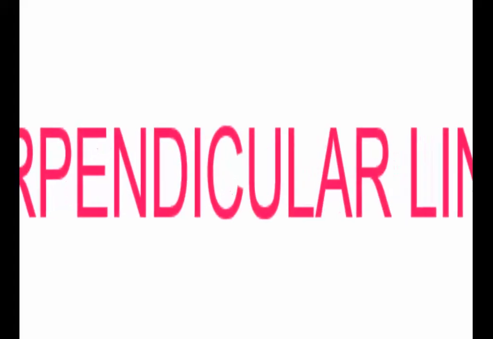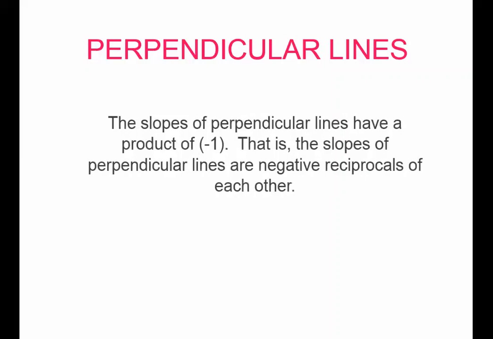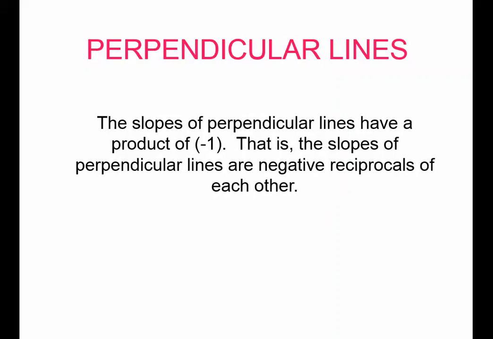So in the last lesson, I believe, 1 or 2 lessons ago, we talked about parallel lines, and parallel lines had the exact same slope. Okay, tonight we're going to talk about perpendicular lines. Perpendicular lines don't have the exact same slope, but they do have slopes that are related. It says the slopes of perpendicular lines have a product of -1. That is, the slopes of perpendicular lines are negative reciprocals of each other.